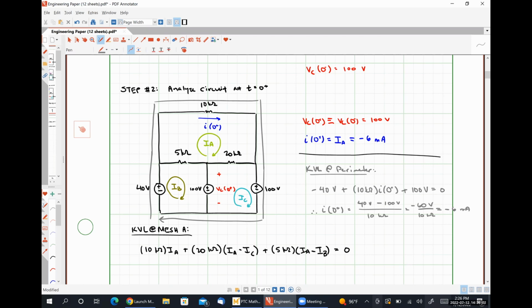Okay, so there's nothing wrong with doing mesh here. We got the correct answer, but it's a more cumbersome method than was needed to get the result we were looking for. All right, so how did you all feel about our analysis here at t is equal to 0 plus? Anything confusing or need addressing?